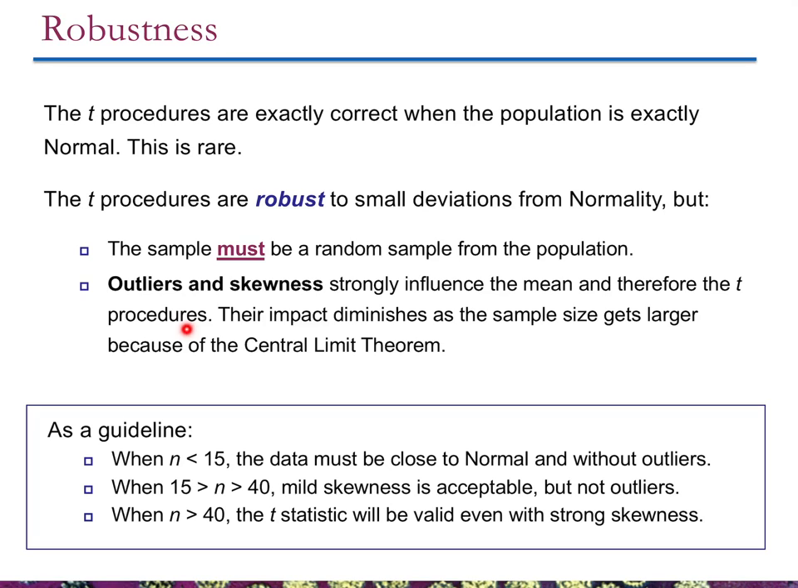Second assumption, outliers and skew can strongly influence the mean and therefore the t procedures, but their impact is less and less as sample size increases, again, because of central limit theorem. We've talked about that, right? This is why you take the largest sample you can. So as far as sample size, what kind of guidelines are we looking at here? Well, if your sample is less than 15, the data must be close to normal and without outliers. Small sample, so you've got to meet these requirements.